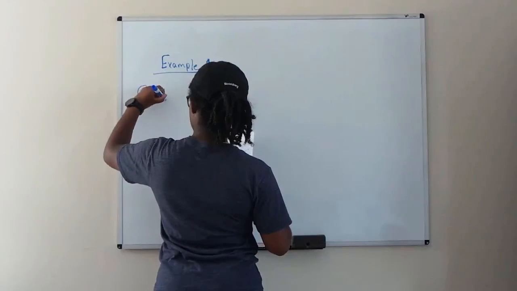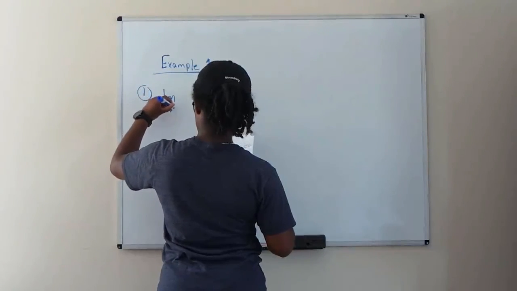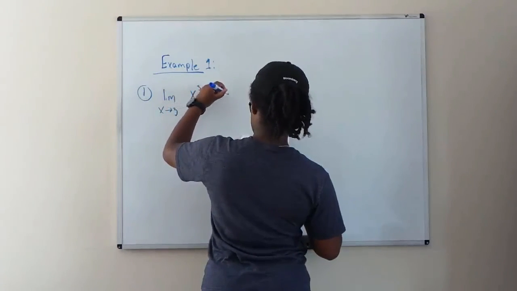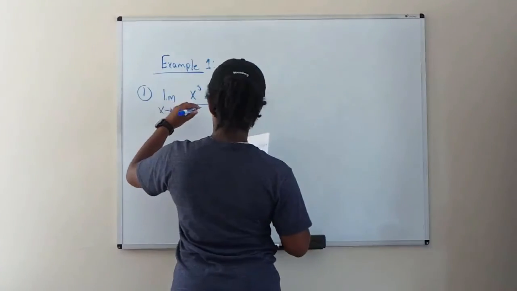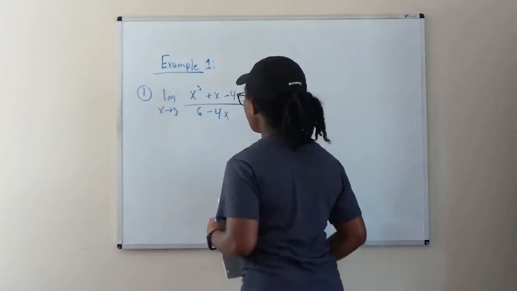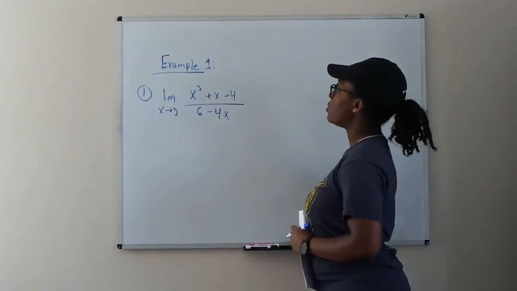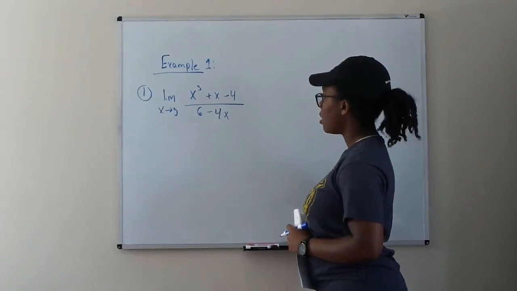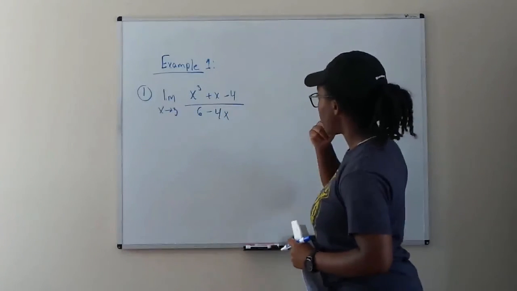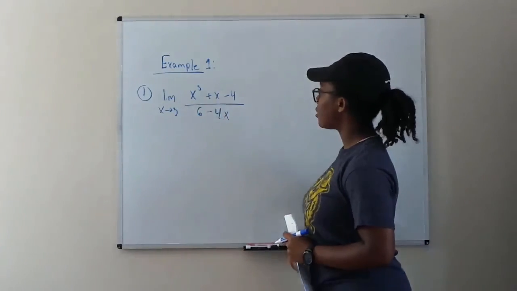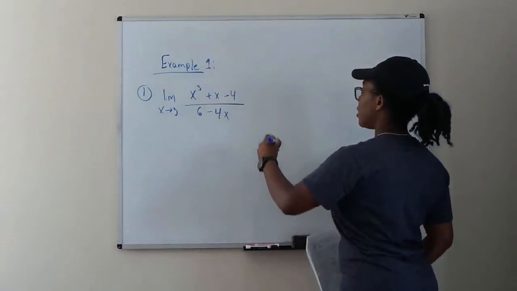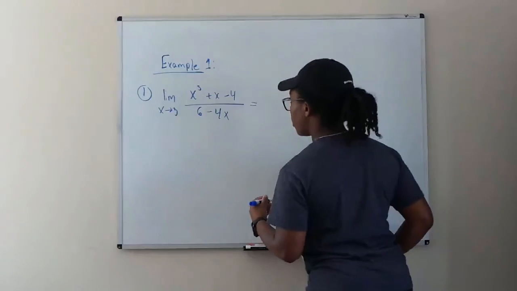Let's say we're asked to find the limit as x approaches 3 of x cubed plus x minus 4, all over 6 minus 4x. The first thing we're going to want to do is see if we can directly substitute into this equation. If we just put everything in, it doesn't look like we're going to get a 0 over 0 or anything weird like that. So we can go ahead and just use our limit laws.